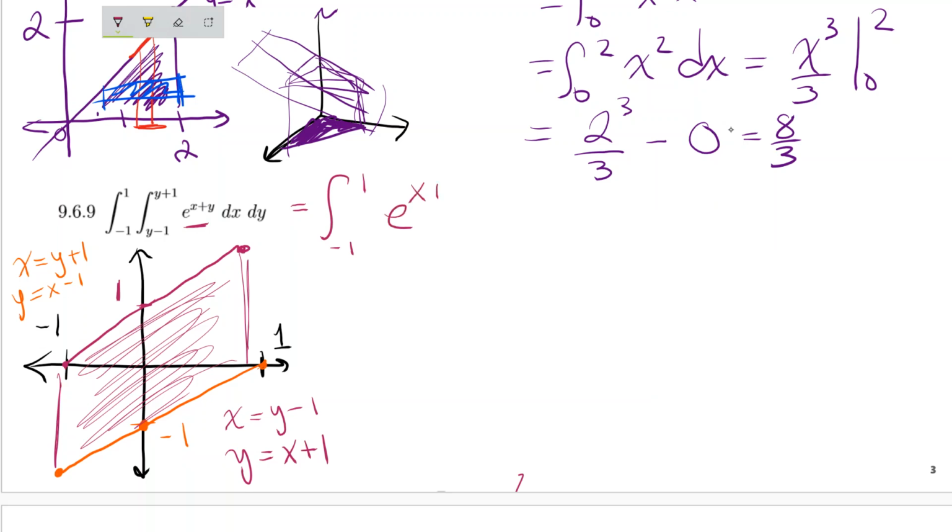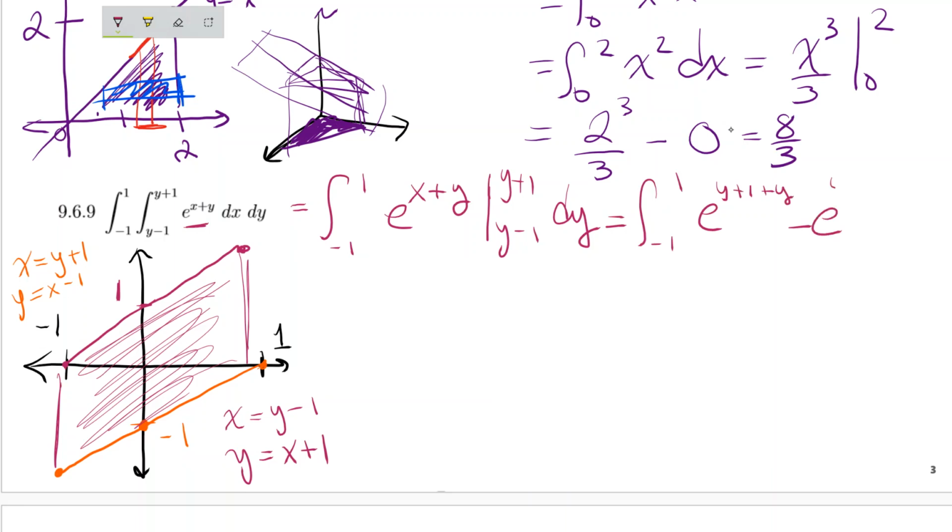So I'll just get e to the x plus y, because that's what happens. You just get it back. Evaluated from y minus 1 to y plus 1, and that's where this is going to get interesting. dy. I'm liking it. Okay, so now I'm going to be substituting in y plus 1 and y minus 1 in for x. So for this one, -1 to 1, e to the y plus 1 plus y minus e to the y minus 1 plus y dy. And I'm going to clean that up because that's going to be hard to integrate otherwise. -1 to 1, e to the 2y plus 1 minus e to the 2y minus 1 dy.